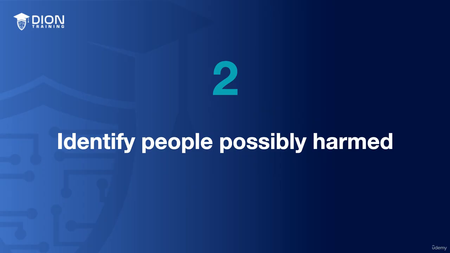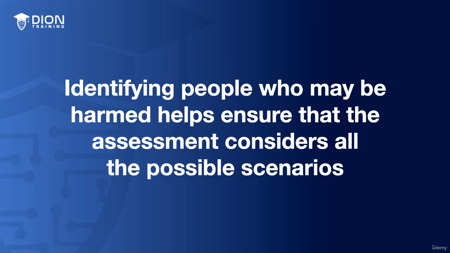Step 2. Identify people possibly harmed. After identifying potential hazards, the next step is to identify the people who may be affected by these hazards. The people affected may include employees, customers, or anyone else who may be exposed to the hazard. The identification of people potentially harmed helps to ensure that the assessment considers all the possible scenarios.